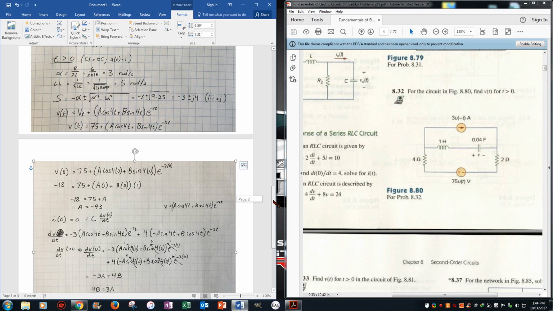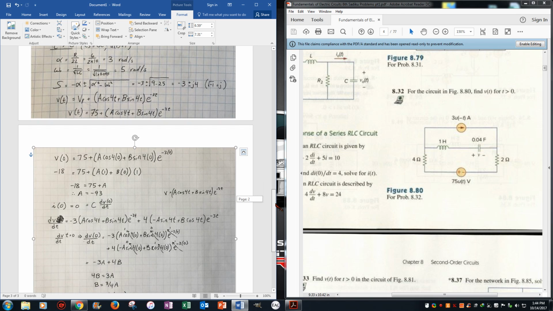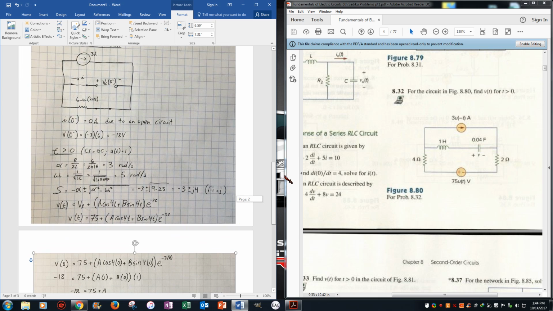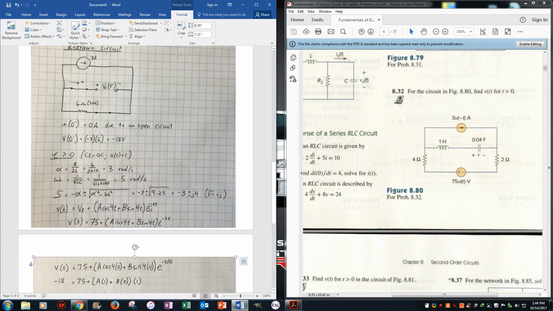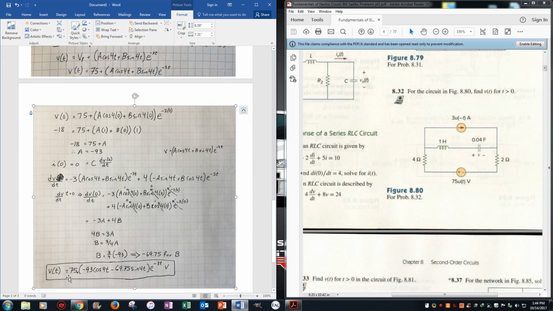So moving that around, 4B equals 3A, so B equals 3/4 A. Plug in the A that we got, negative 93, and we get negative 69.75 for B. Now we plug all that in for the original, and we get v(t) is 75 plus negative 93 for the A cosine 4t minus 69.75 sine 4t, times e to the negative 3t volts. And that's what you get for v(t) when t is greater than 0.